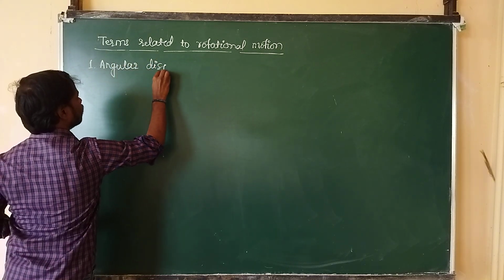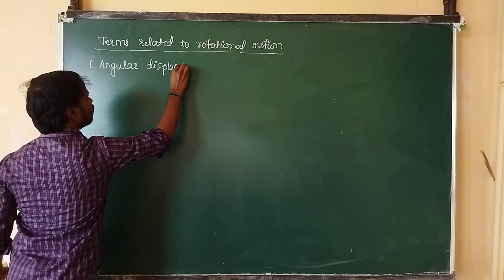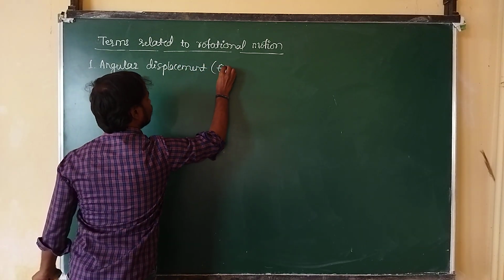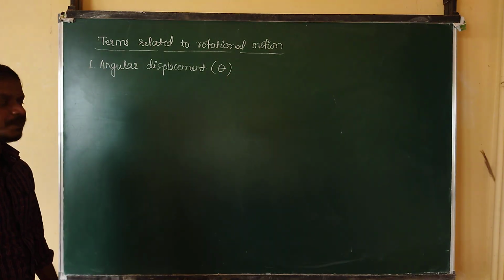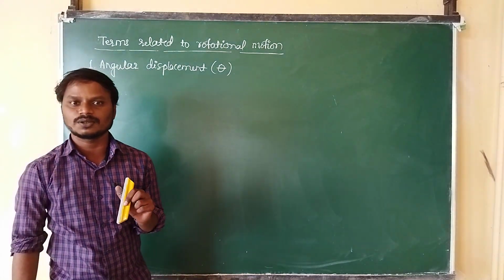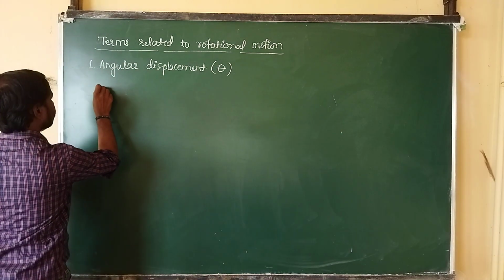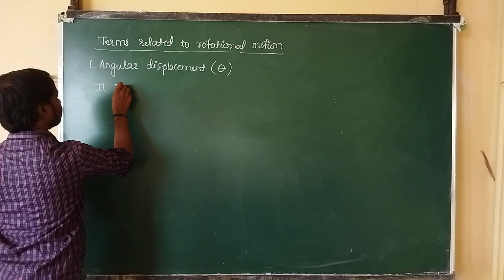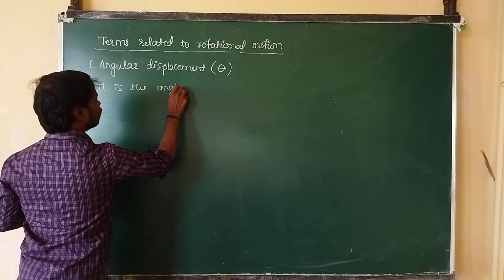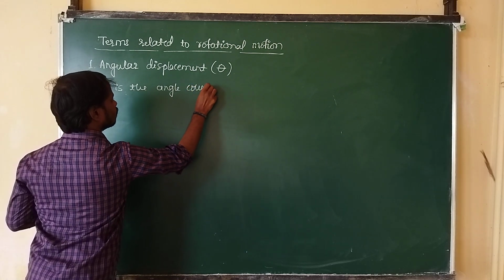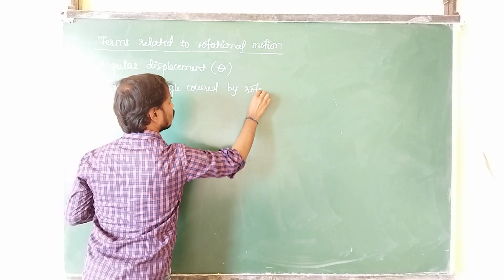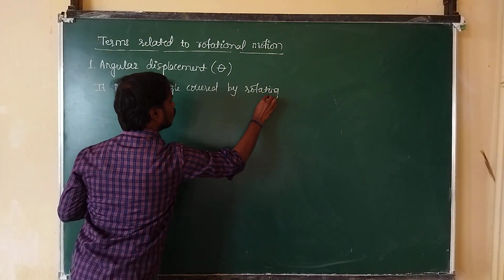Angular displacement can be represented by theta. Okay, then what do you mean by angular displacement? It is the angle covered by the rotating body.